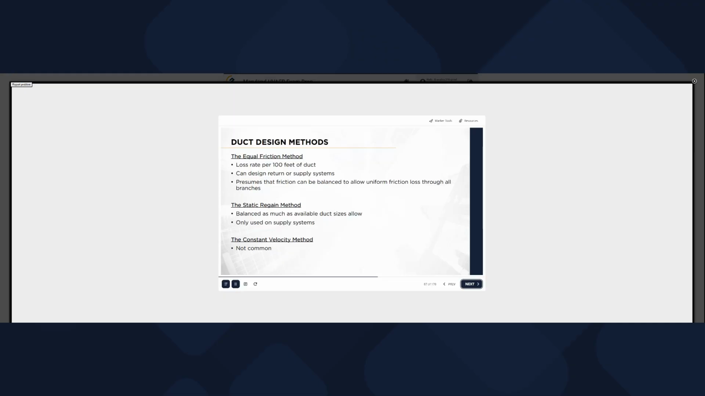The static regain method is typically used on larger systems and is more efficiently balanced. The static regain method is only used for supply air. The constant velocity method is not commonly used.